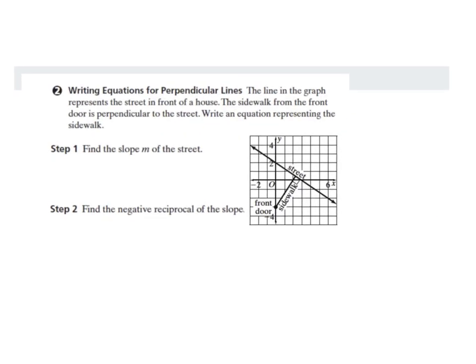Here we're looking at perpendicular lines, and so the first thing you need to look at is that the line in the graph represents streets in front of a house. The sidewalk from the front door is perpendicular to the street. So there's the sidewalk and there's the street. So write an equation representing the sidewalk.